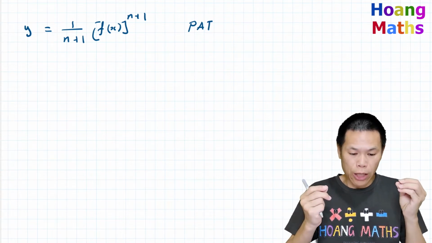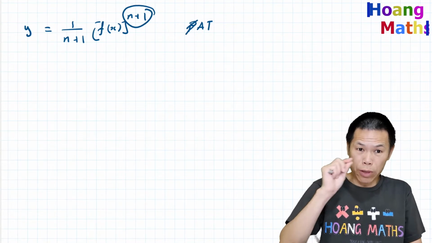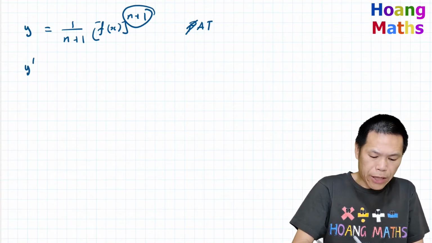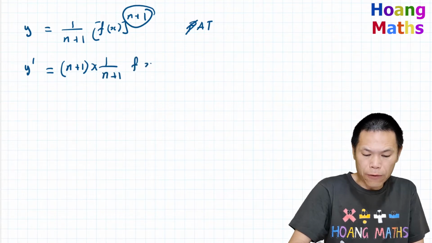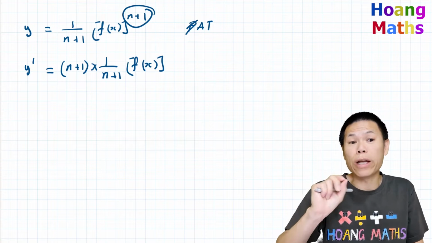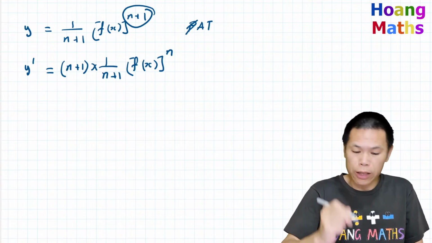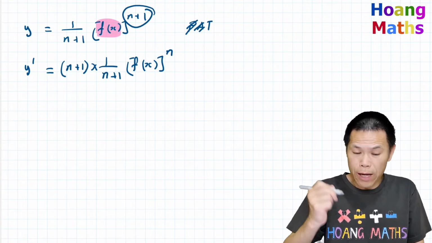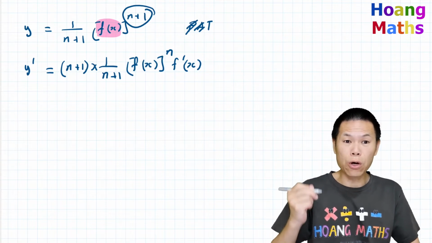So let's just differentiate the power first. The power is n plus 1. So we bring the n plus 1 down, and then we less 1. So y dash is equal to n plus 1 times by 1 over n plus 1, f of x to the power of n plus 1, we less 1 becomes n. So that's n. And then we differentiate the angle. The angle is f of x, so to differentiate f of x, it will give me f dash x. Then we ignore the trig because there's no trig function involved.